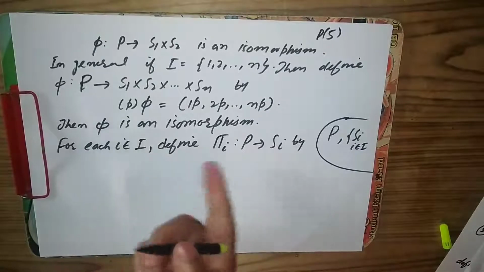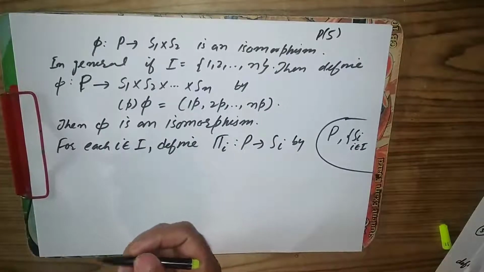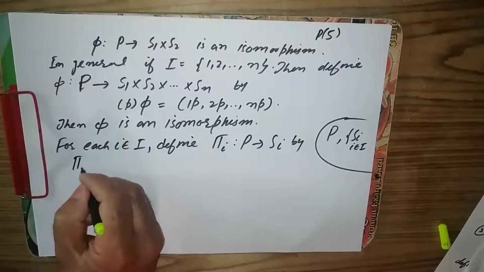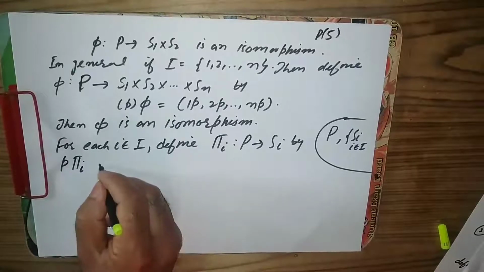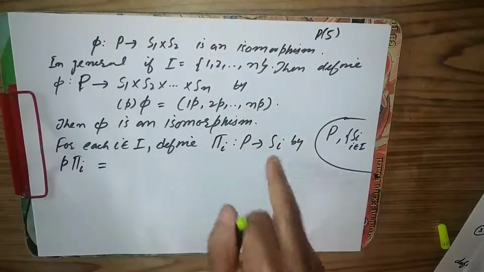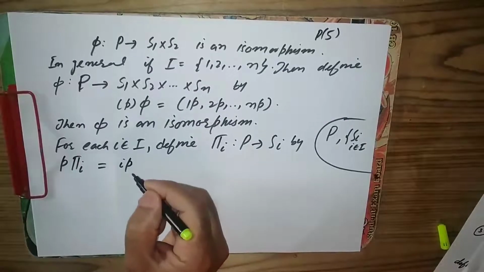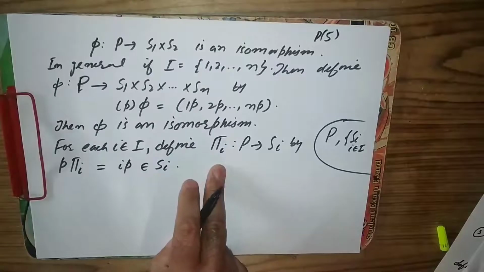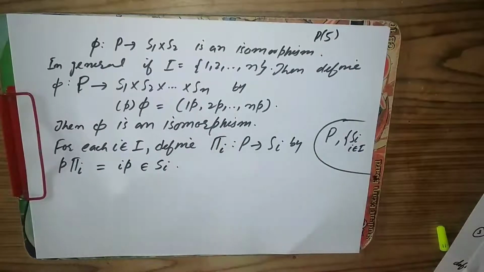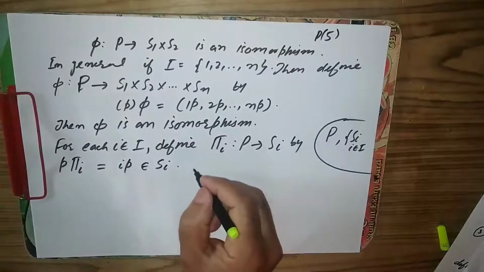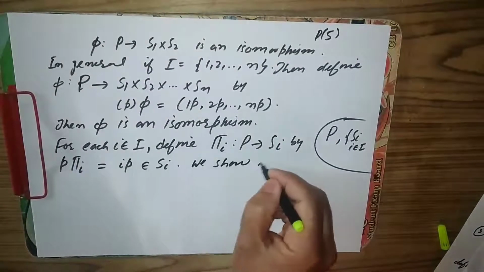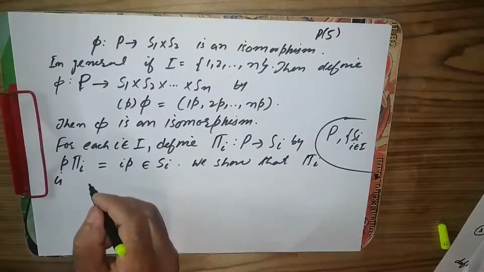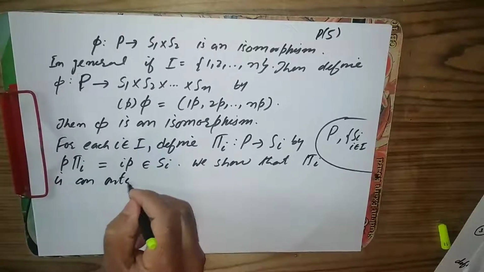Let's define this pi i from P to Si. So let's define this pi i of p. It's equal to ip, because it should be an element of Si, and ip belongs to Si. It is an element of Si. We verify that this pi i is an ontomorphism, and this ontomorphism is called a projection morphism. We show that pi i is an ontomorphism.